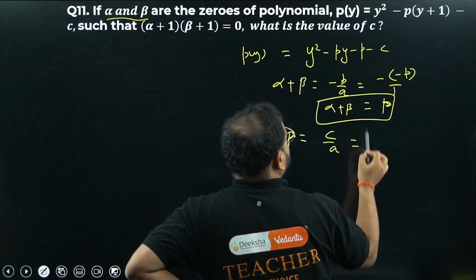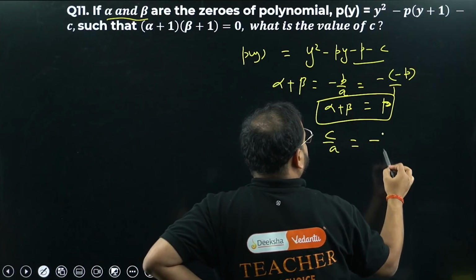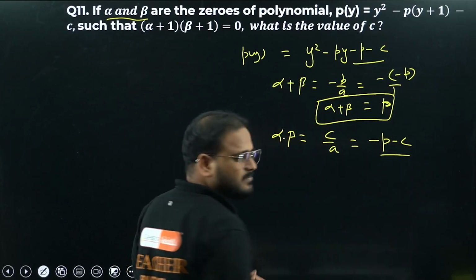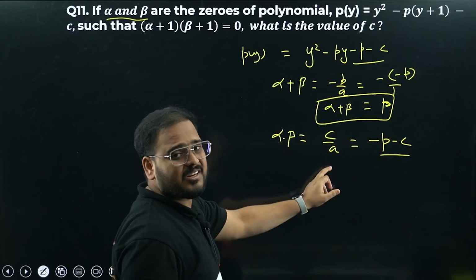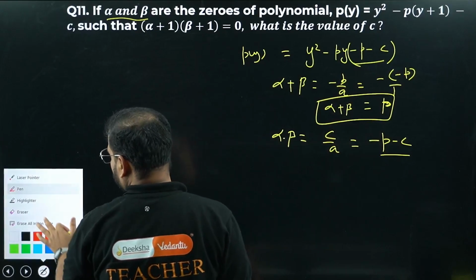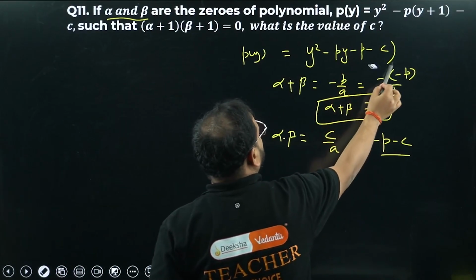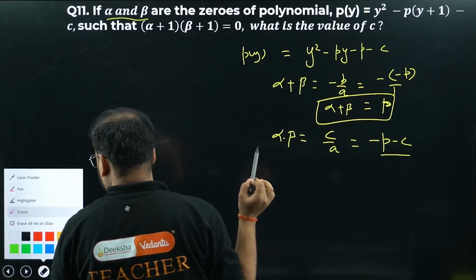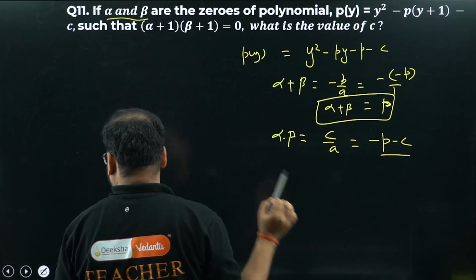What is c? Please check. Minus p minus c. How come, sir? Because c is the constant, right? The constant term is the entire thing over here. So that's why I wrote here as minus p and minus c. I hope you understand.